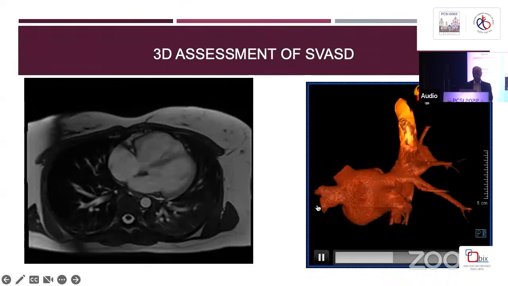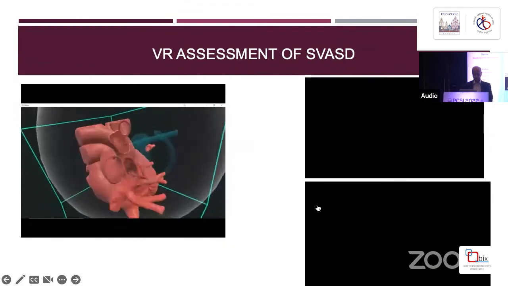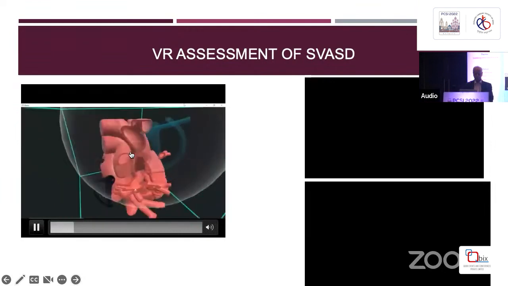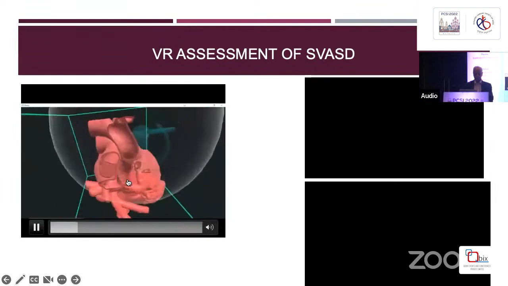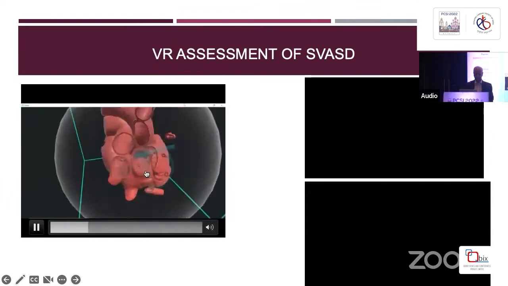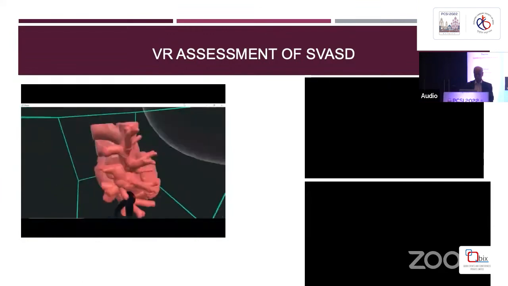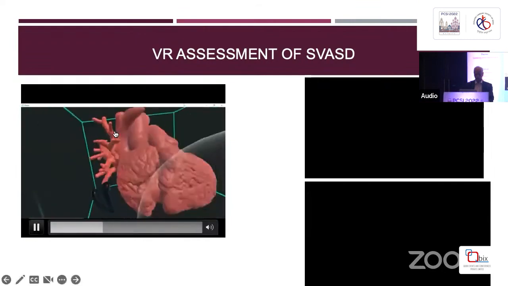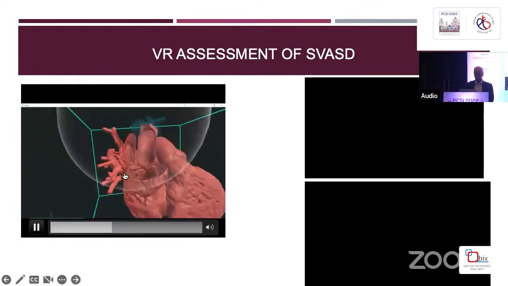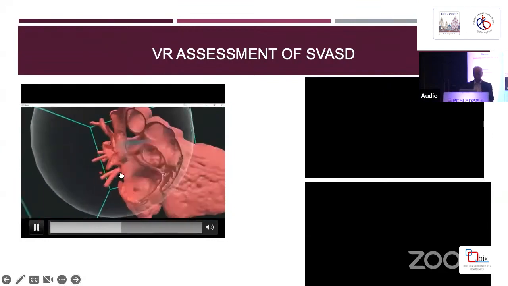As I mentioned briefly a little while ago, virtual reality, this is software from Elucis that we play around with and use for decision making. Here you can see how you can cut into the heart, into different views, look into the SVC-RA junction, look into the defect itself, the sinus venosus defect, and the pulmonary vein. Here you see the pulmonary veins, here's the SVC, and we can gradually cut in and convince ourselves about the passage of the pulmonary veins and redirection towards the left atrium.